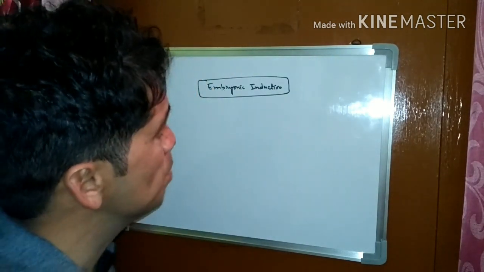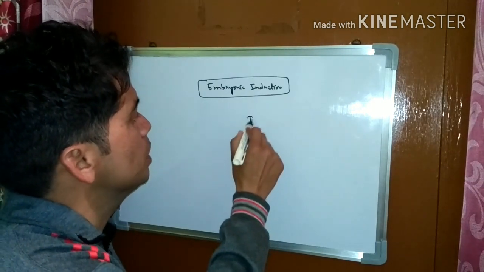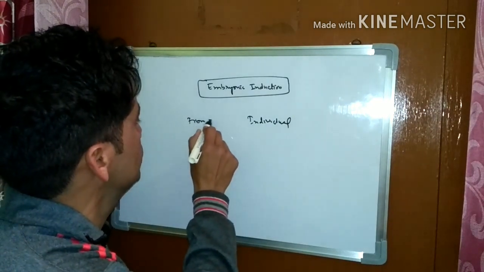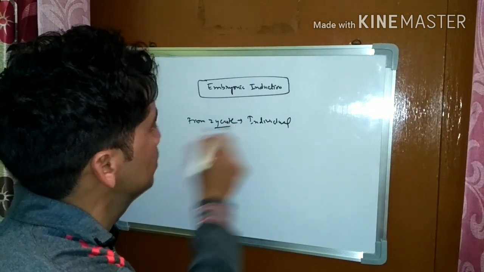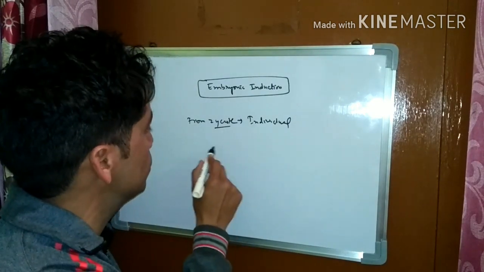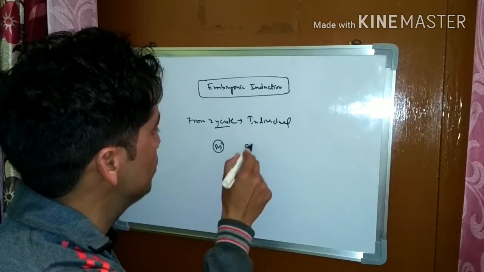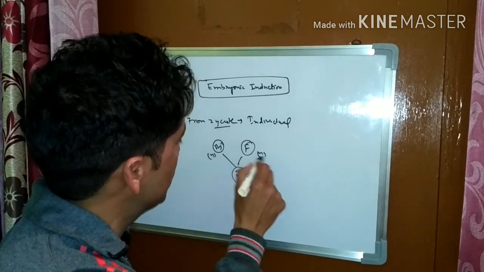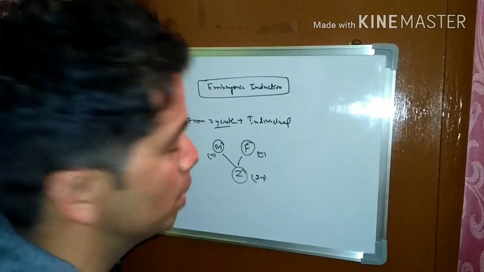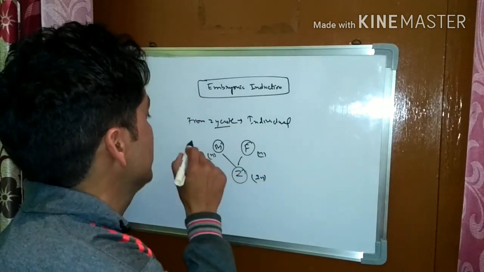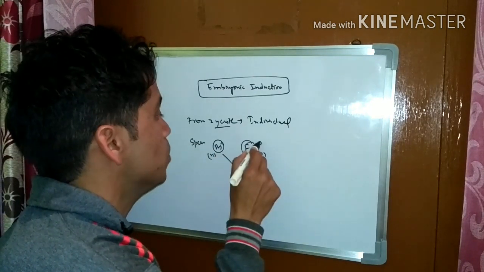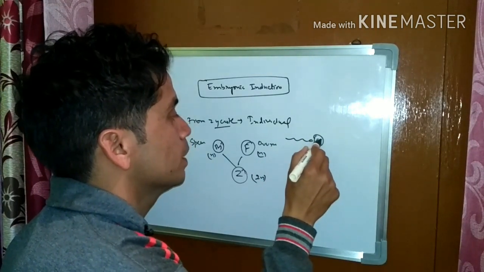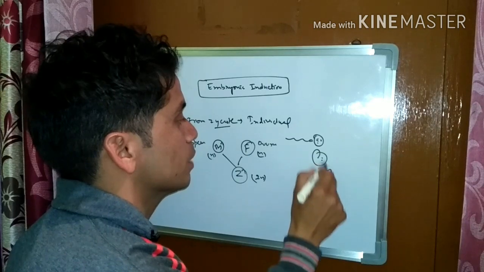First of all, embryogenesis is the formation of an individual from a zygote. You know it very well. What is the zygote? A diploid structure formed by the fusion of male and female gametes, which are haploid. If I talk about mammals or humans, the male gamete is the sperm and the female gamete is the ovum. Sperm fertilizes the ovum and forms a diploid structure, that is the zygote.